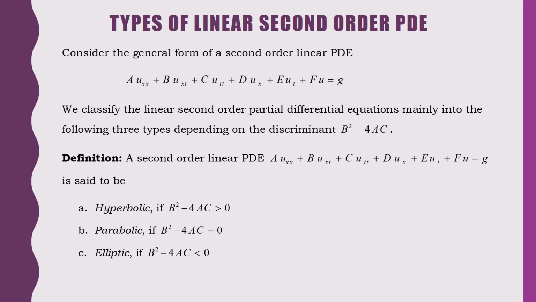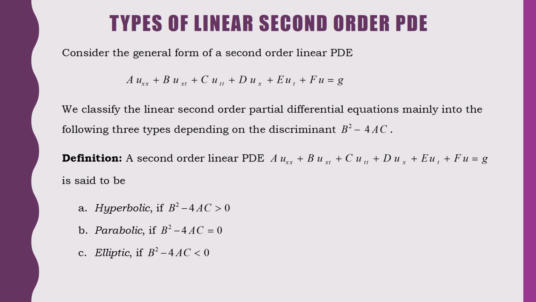We say that a second order linear PDE is hyperbolic if the discriminant b square minus 4ac is greater than 0. So, a second order linear PDE is said to be hyperbolic if the discriminant b square minus 4ac is positive.